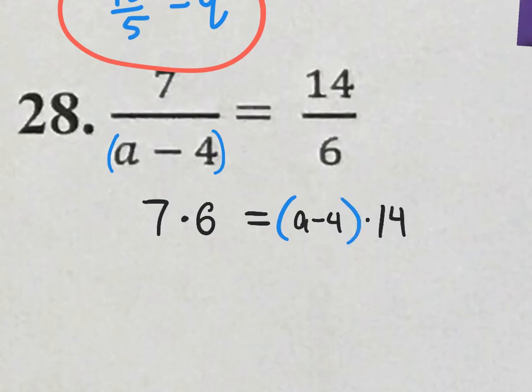Okay? So what does that mean? That means that I have 7 times 6, which is 42. So I have 42 on this side. I have the equal sign. And over here, I actually have to do distributive property. 14 times a is 14a. And then 14 times 4, of course, with a minus sign in front of it, that's going to be 56.